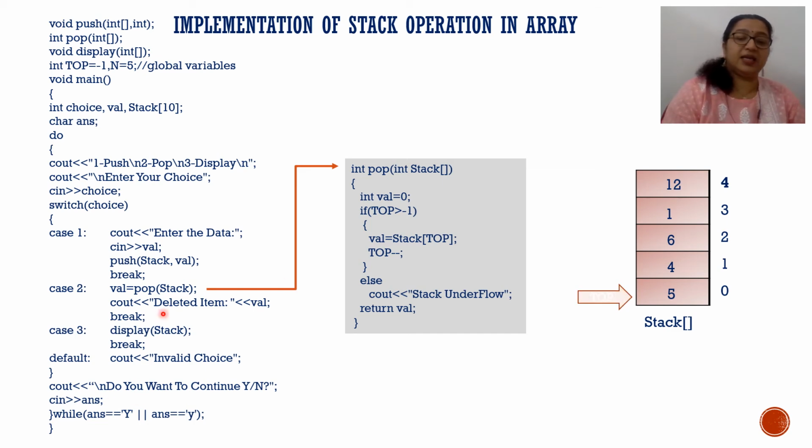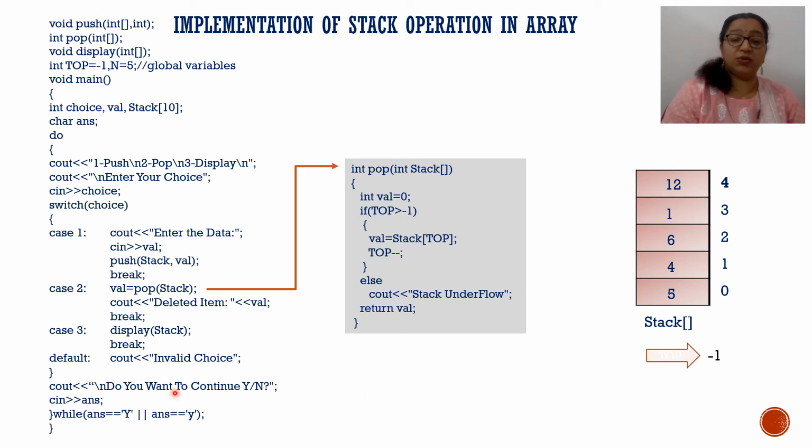Then again I choose the same option. Do you want to continue, yes or no? Yes, I want to continue. So again I took the case 2 option, so again I delete. So top is moving to -1. The deleted item is 5 now. So return val, we'll get the deleted item as 5. So now top is -1.